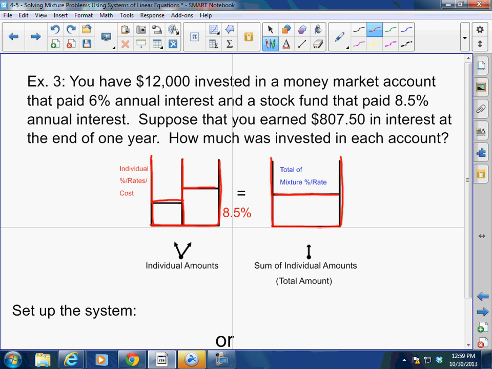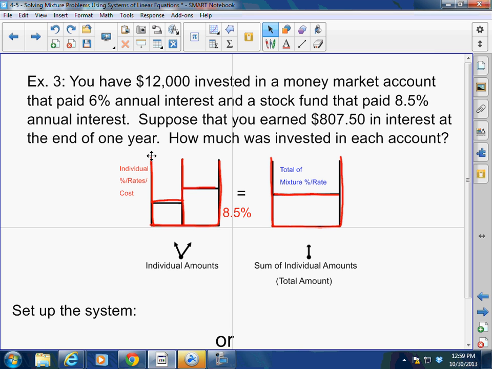You with me? Okay. So, I have $12,000 to invest in a money market account that paid 6% annual interest and a stock fund that paid 8.5% annual interest. Suppose that you earn $807.50 in interest at the end of 1 year. How much was invested in each account?